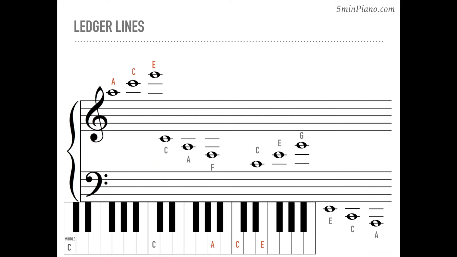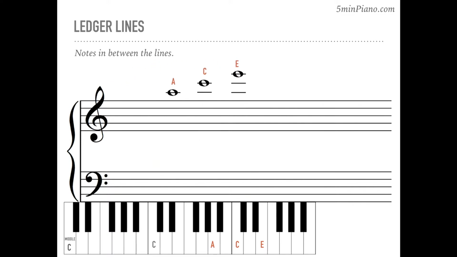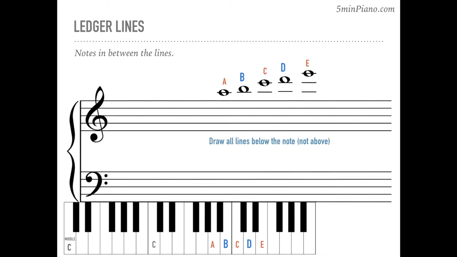What about notes in between the lines? In between A and C is B, and in between C and E is D. D is between the second and the third ledger lines. Notice we draw all the lines that appear below the note, but we would not draw the third ledger line, which would be above D. At this time, you may pause the video to complete practice exercises 1 and 2.